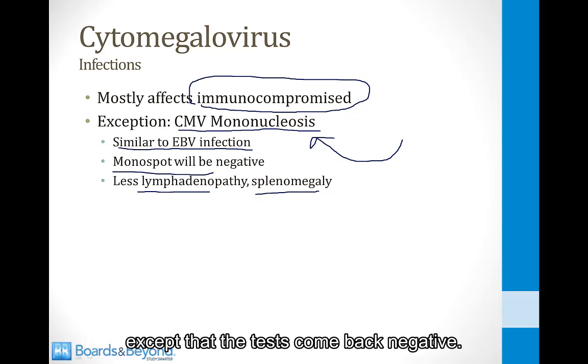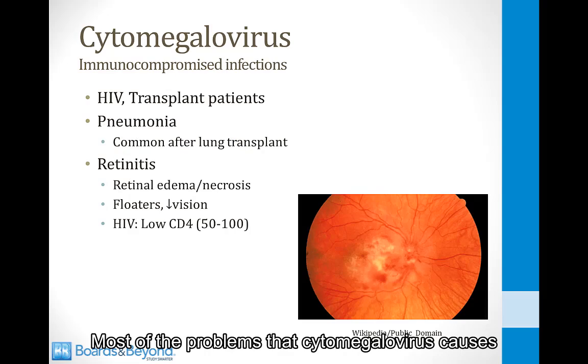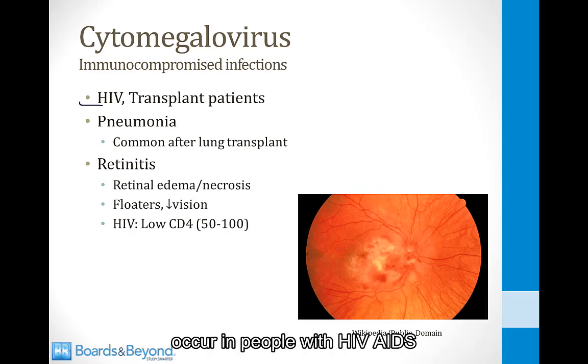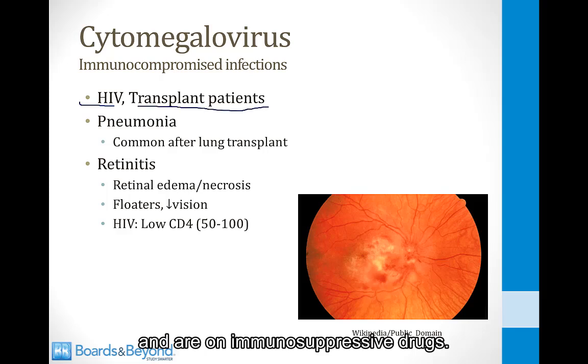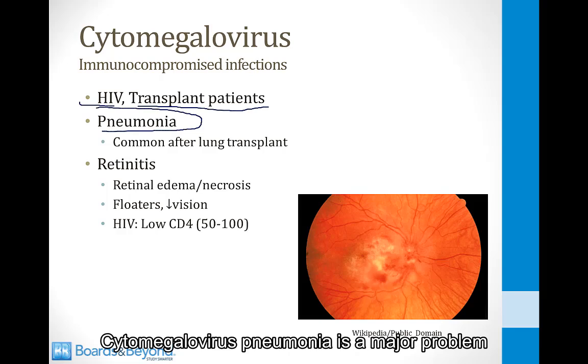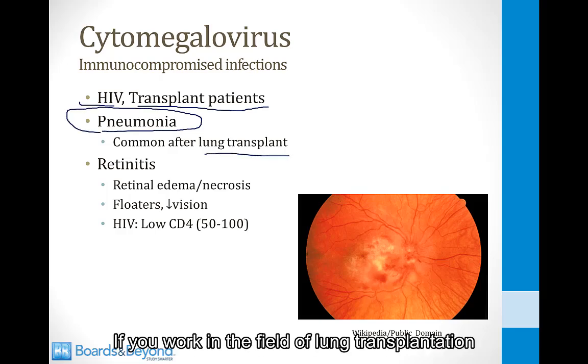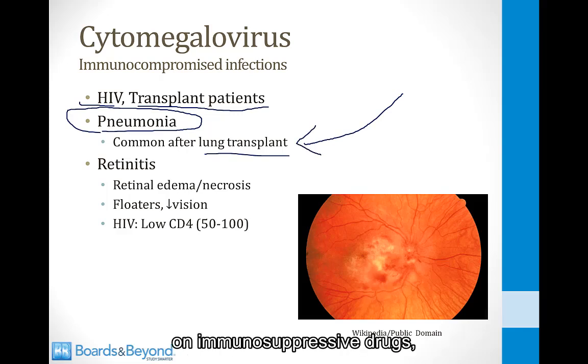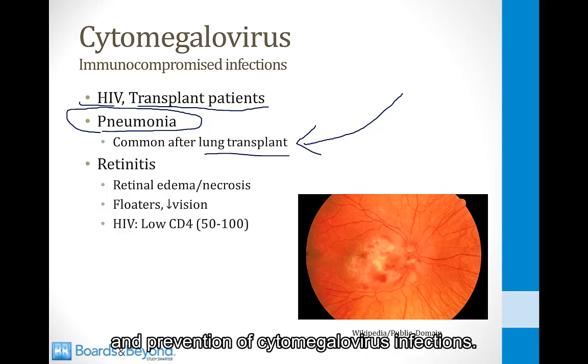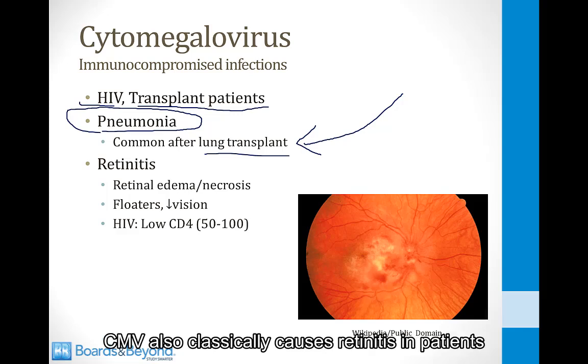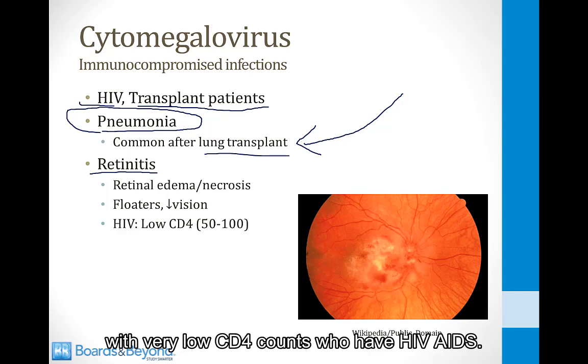Most of the problems that cytomegalovirus causes occur in people with HIV/AIDS or people who have had transplants and are on immunosuppressive drugs. Cytomegalovirus pneumonia is a major problem after lung transplantation. If you work in the field of lung transplantation and you have lung transplant patients on immunosuppressive drugs, you will have to deal with treatment and prevention of cytomegalovirus infections. CMV also classically causes retinitis in patients with very low CD4 counts who have HIV/AIDS.